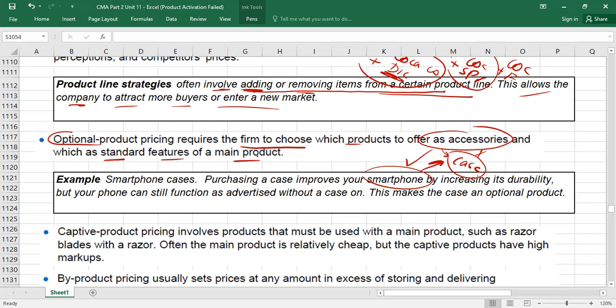Optional product pricing. Optional product pricing means, say there is the main product, and you decide which product to keep as optional with the main product, and then set the price. This is called optional product pricing.